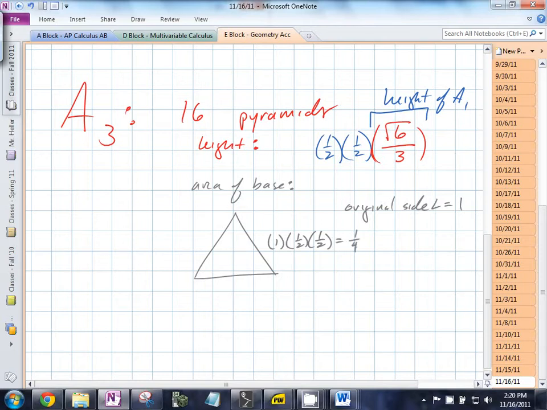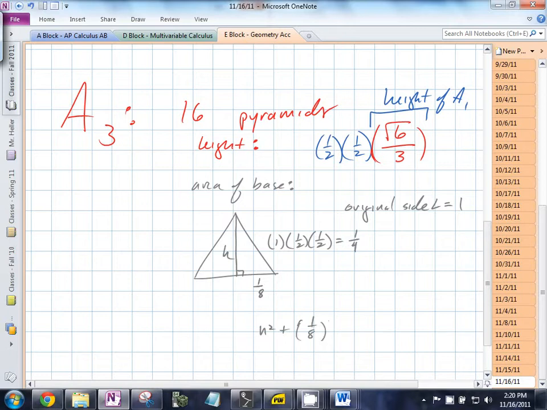If this had a side length, you can use ratios here. Could we just use the Pythagorean theorem if we wanted to? Let's use it. We can do that. If we use the Pythagorean theorem, we know that this is going to be 1/8 because it's half of the base. We don't know what this h is. So h squared plus 1/8 squared is equal to 1/4 squared.